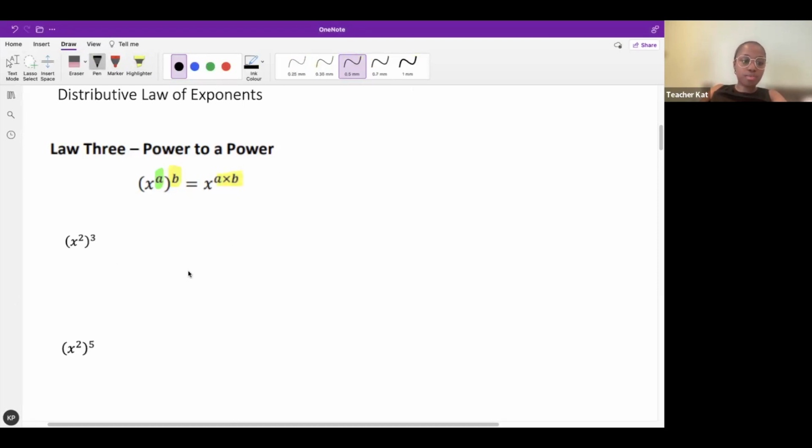So before we go there, guys, hold your horses, I'm getting there. If I have 3 squared and I raise it all to the power of 4, I will then take these two exponents and multiply them. So it'll be 2 times 4, which is 3 to the power of 8. That's literally all it means.